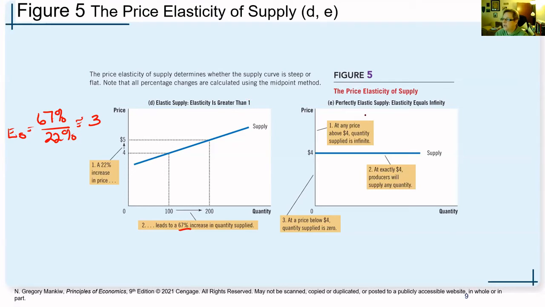We can also have a perfectly elastic supply curve, okay? Now, what happens here, and this will be equal to infinity, and we're going to see this in some particular industries that we study in upcoming chapters, where the supply curve here, at any price above that quantity, supply will be infinite. So again, elasticity of supply would equal infinity if it's perfectly horizontal.